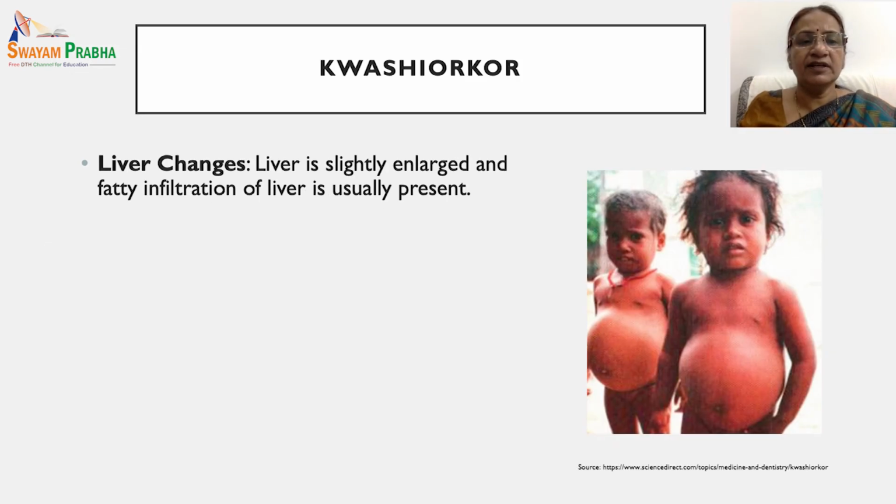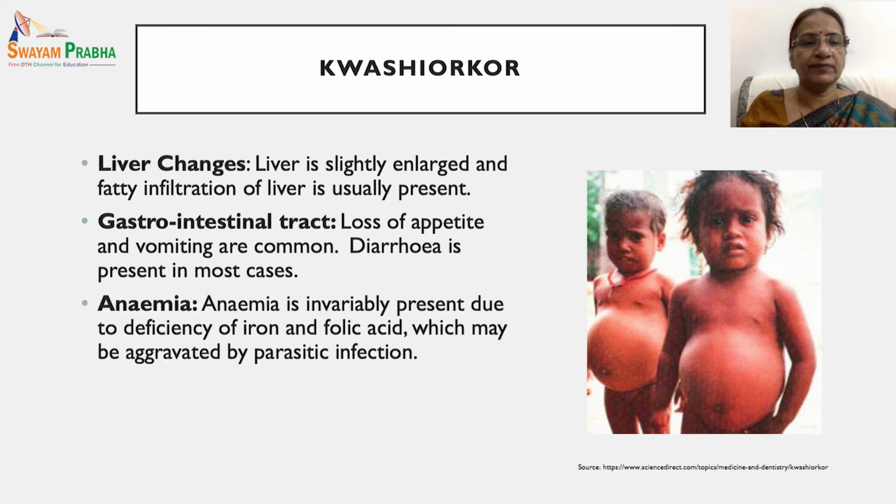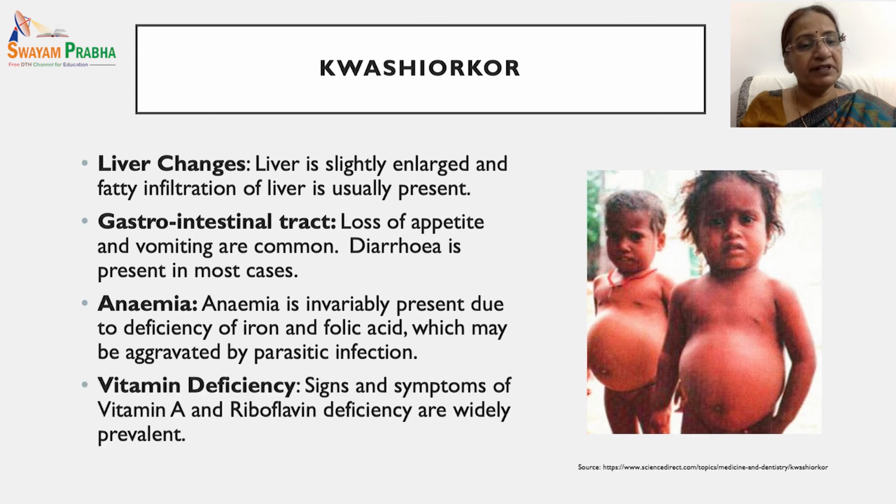Liver changes. Liver is slightly enlarged and fatty infiltration of liver is usually present. Gastrointestinal tract. Loss of appetite and vomiting are common. Diarrhea is present in most cases. Anemia. Anemia is invariably present due to deficiency of iron and folic acid, which may be aggravated by parasitic infection. Vitamin deficiency. Signs and symptoms of vitamin A and riboflavin deficiency are widely prevalent.